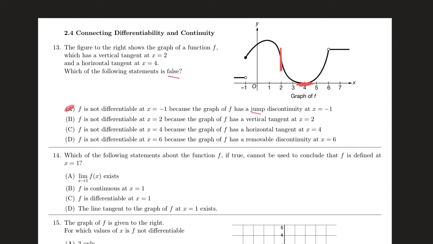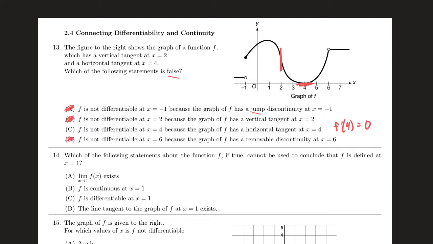It's not differentiable at 2 because of the vertical tangent. That's one of the reasons we learned a function is not differentiable. It's not differentiable at 4 because of a horizontal tangent. Well, that doesn't seem right, because a horizontal tangent just has a slope of 0, which means the derivative does exist and it's just 0. And it doesn't exist at 6 because of a removable discontinuity.